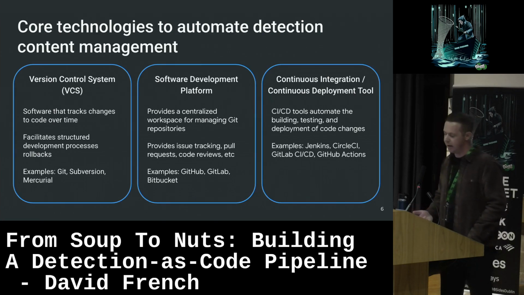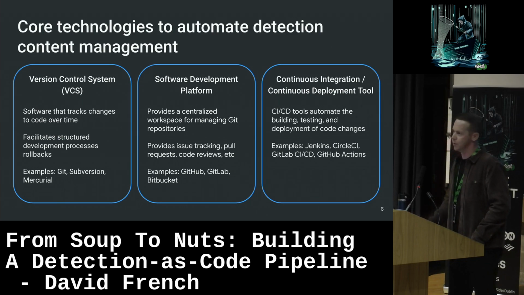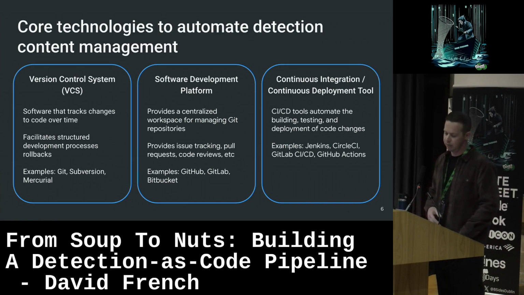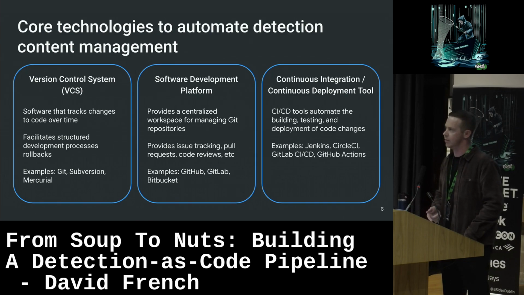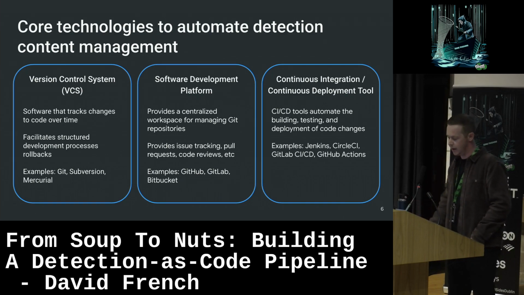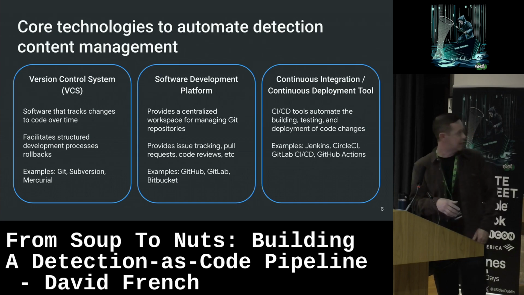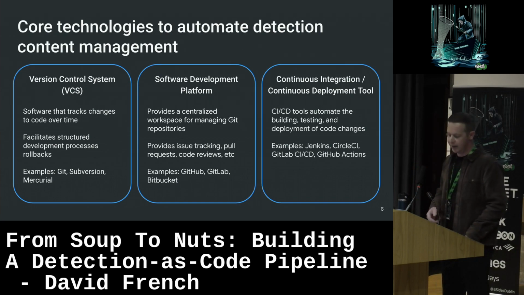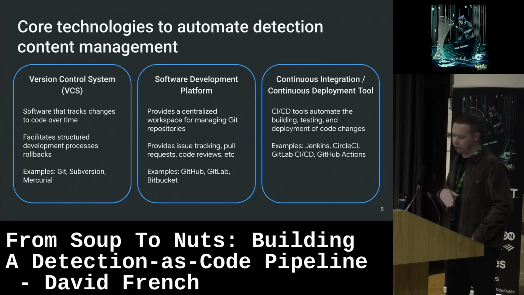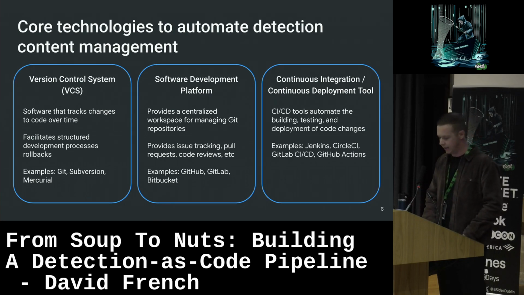So just to acknowledge, everyone's got varying levels of experience with detection engineering, writing code, and using some of the software development tools I'm going to talk about. So here's some basic nomenclature, an introduction to the core technologies we're going to use to build this pipeline, right? Starting on the left, we're going to need version control software, so you've probably heard of Git. This is going to track changes to our code over time, allow us to make incremental changes, rollbacks, have that version history, that kind of thing.